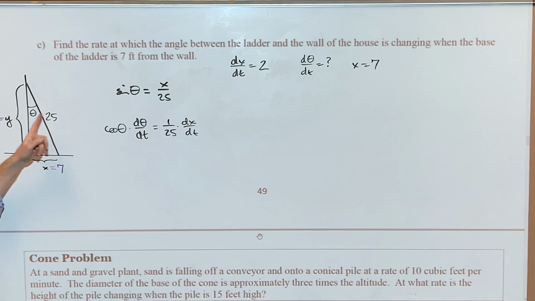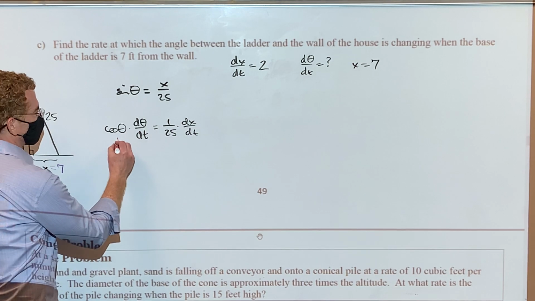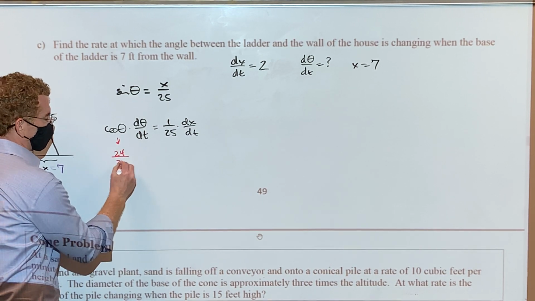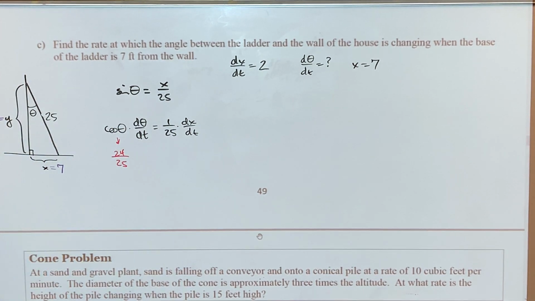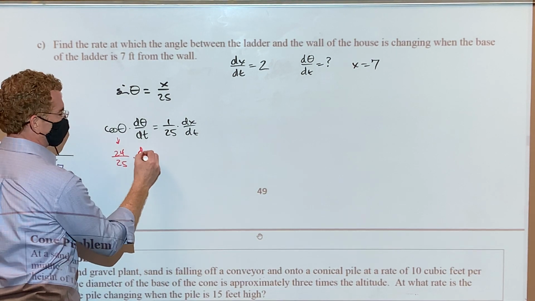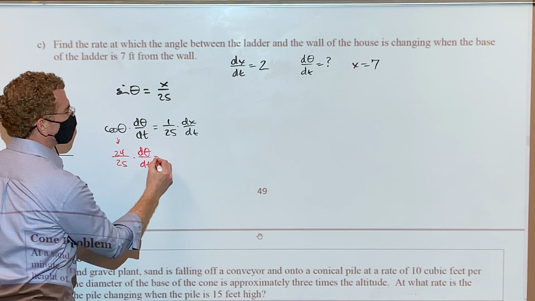Adjacent over hypotenuse. Are y'all with me? So the cosine of the angle is 24/25. So actually I didn't have to find the angle in that case. I just found the cosine of it. I'm looking for d theta dt, so I'll leave that in there.